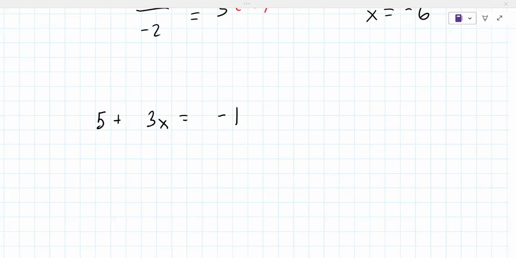X equals -2. That sounds pretty good. You subtract 5 from both sides. 3x equals -6, divide by 3. X equals -2.